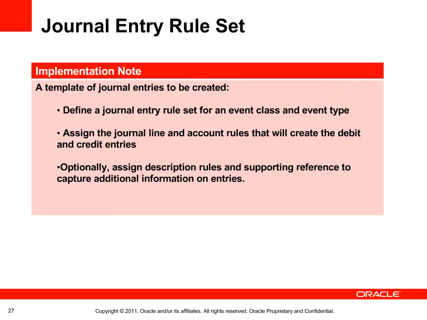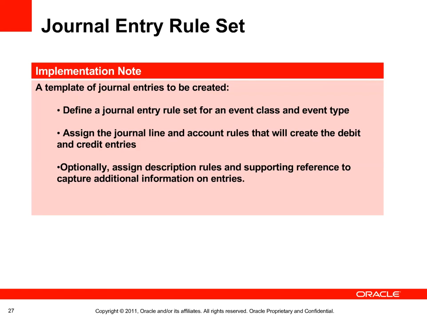When setting up journal entry rule sets, determine the event class and event type assigned to the journal entry rule set. A journal entry rule set is a template of the actual journal entry. Therefore, you can assign subcomponent rules at the header and line levels in a journal entry rule set. At the line level, classify the type of each journal line as a debit or credit or gain or loss line.